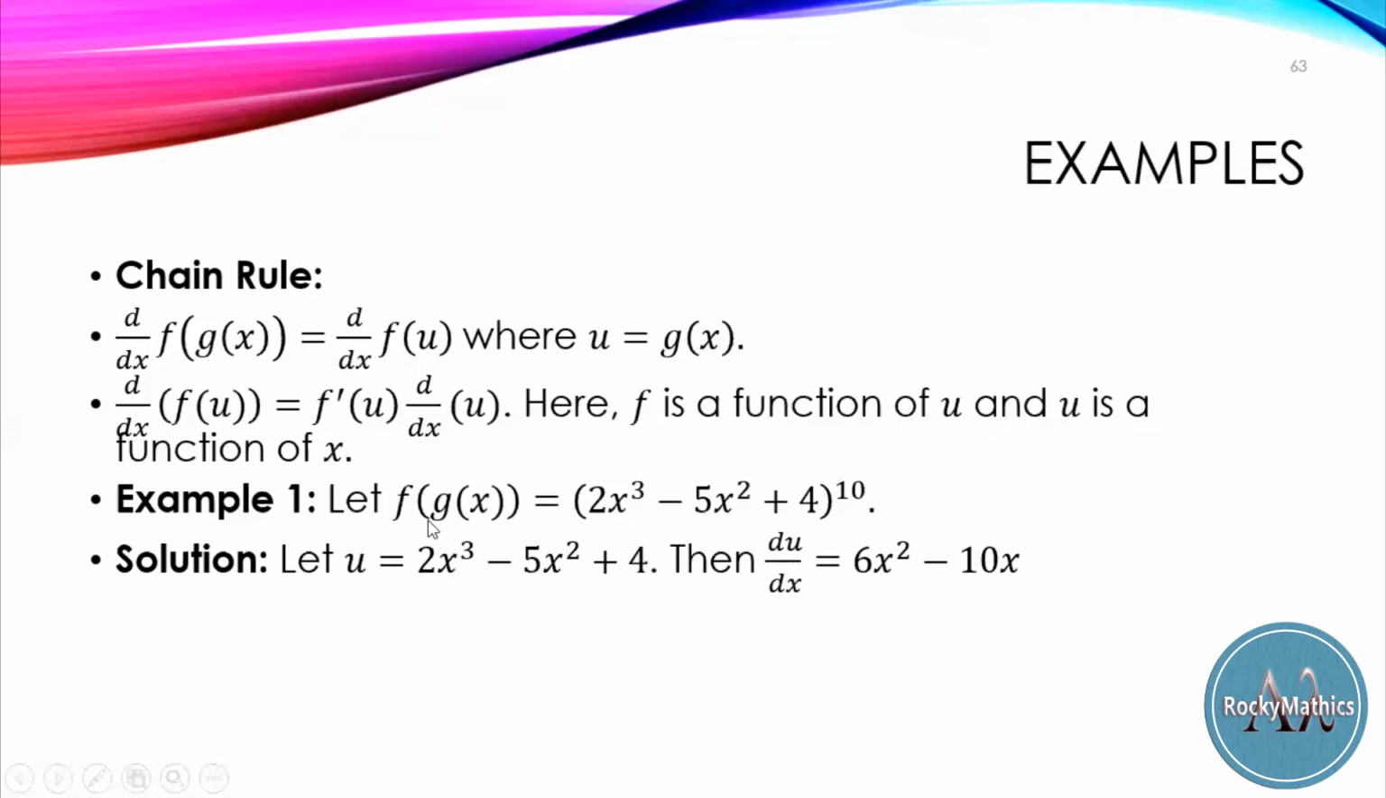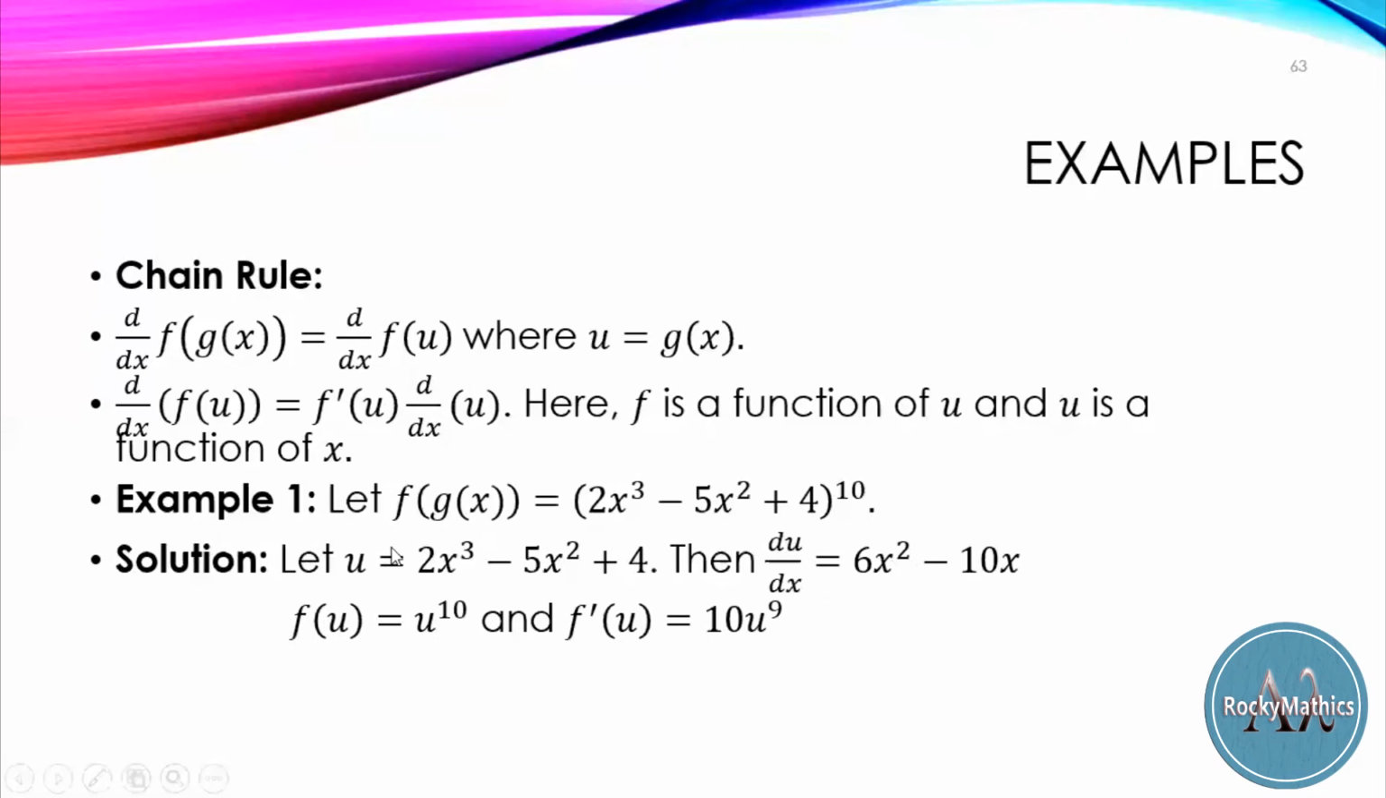Now what is the derivative of this with respect to x? This is 3 times 2 is 6, x raised to 3 minus 1, we have 6x squared, minus the derivative of 5x squared, which is 10x. The derivative of 4 is a constant, so it's 0. So therefore, we have du dx, which is equal to 6x squared minus 10x.